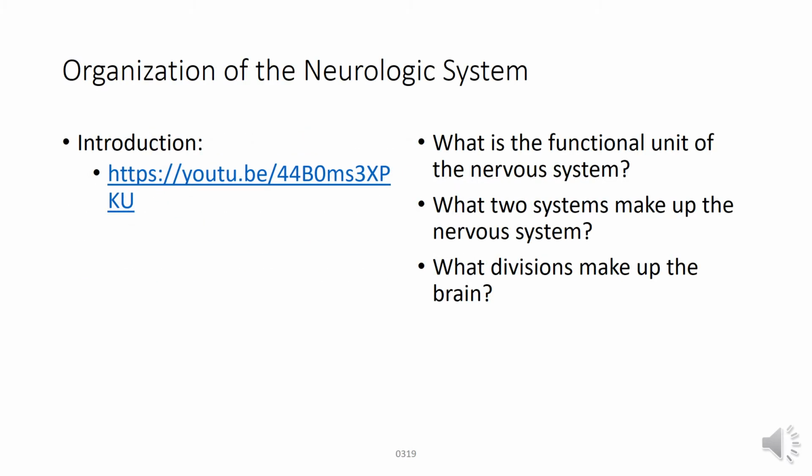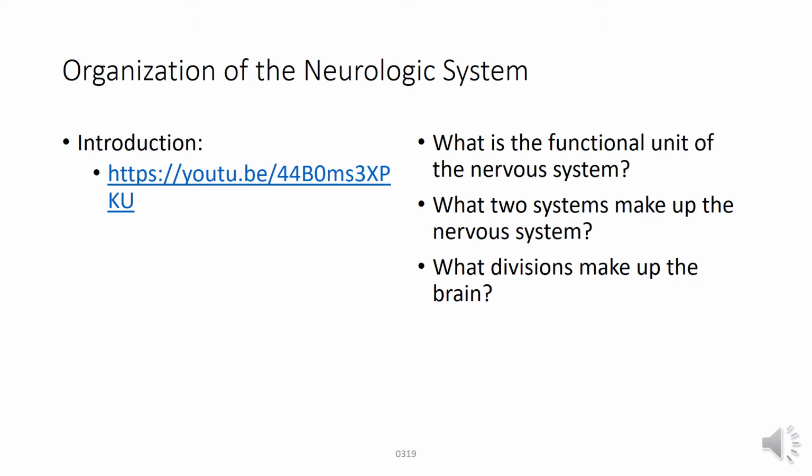What is the organization of the neurologic system? First of all, the neuron is the functional unit of the nervous system. And the nervous system consists of two systems. Those systems are the central nervous system and the peripheral nervous system. The central nervous system is made up of the brain and the spinal cord, and the peripheral nervous system is composed of sensory organs such as the eyes, ears, taste buds, the olfactory receptors, and touch receptors. 12 pairs of cranial nerves help with these senses, and 31 pairs of spinal nerves are present.